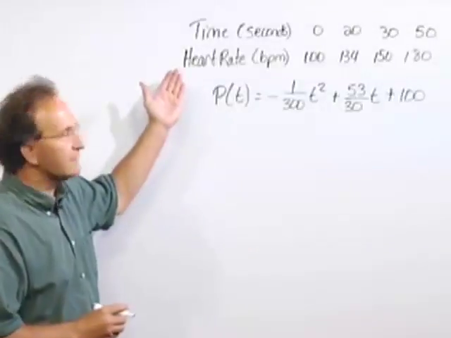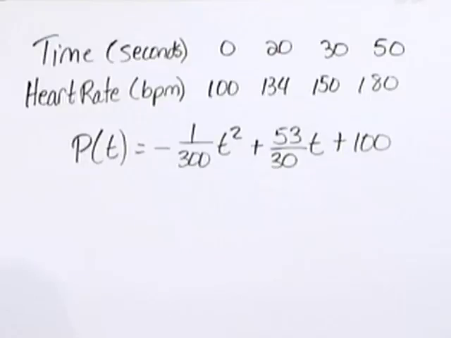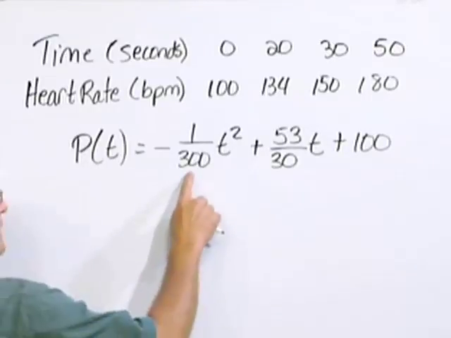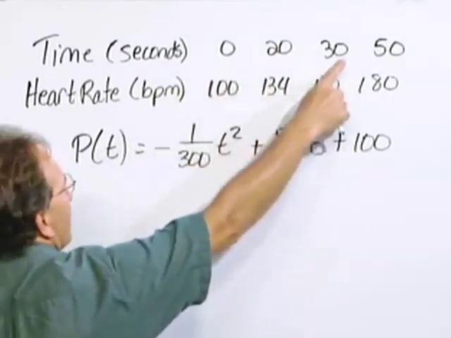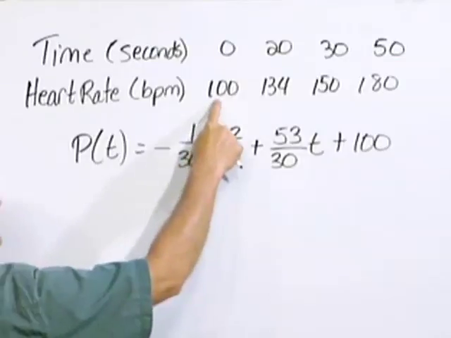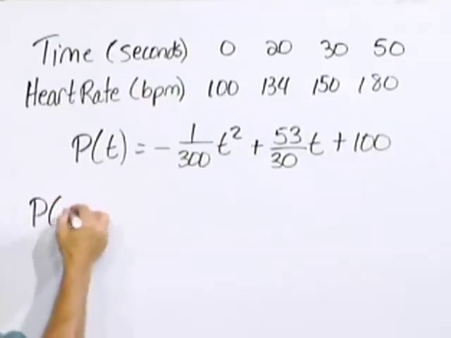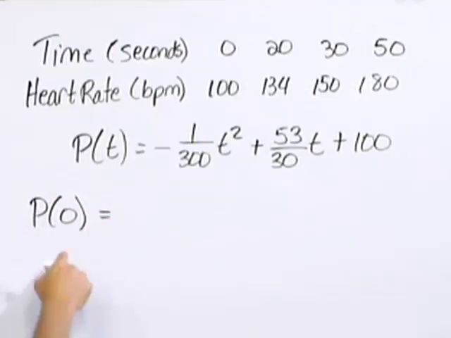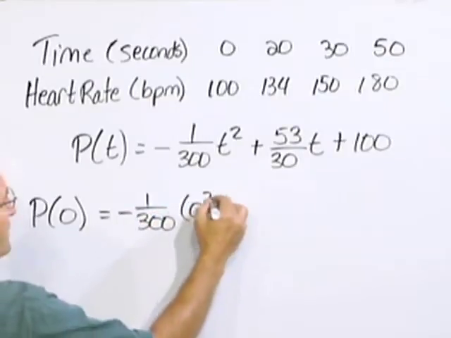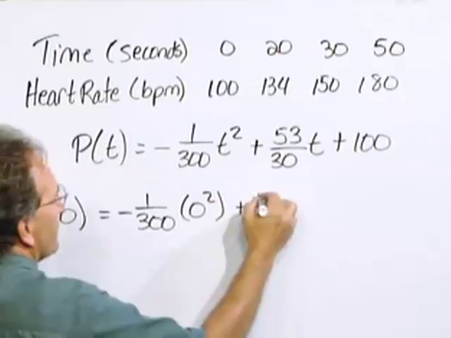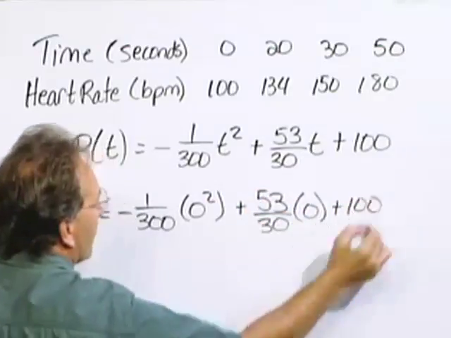Here I've written the important information, the table plus the function that models the data. To find out if in fact this function models the data exactly, we need to substitute each of the time values and find out if they yield each of the heart rates respectively. So let's start with P of 0. So we substitute 0 for t. We have negative 1 over 300 times 0 squared plus 53 over 30 times 0 plus 100.